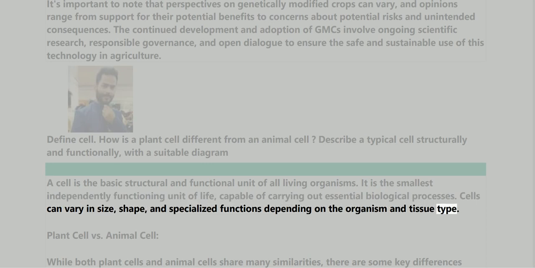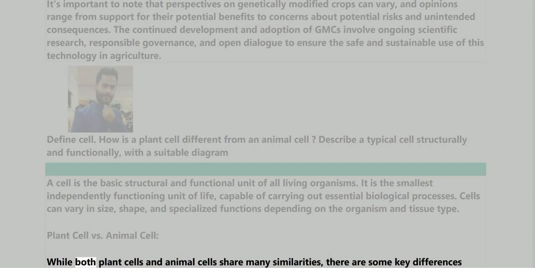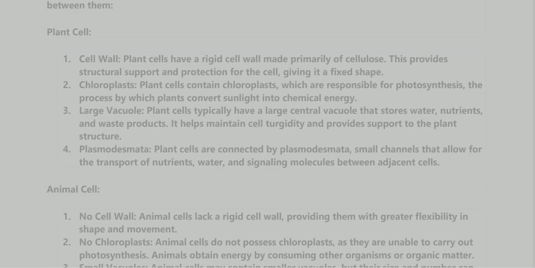Plant cell versus animal cell. While both plant cells and animal cells share many similarities, there are some key differences between them. Plant cell. 1. Cell wall. Plant cells have a rigid cell wall made primarily of cellulose. This provides structural support and protection for the cell, giving it a fixed shape.